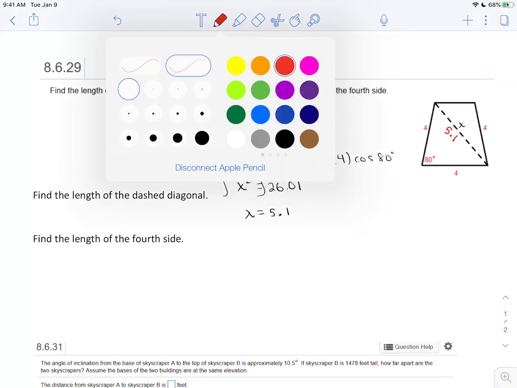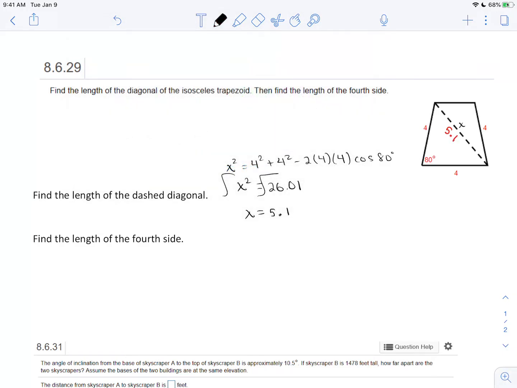Okay, well, we have an isosceles trapezoid here. Notice within that isosceles trapezoid, we have an isosceles triangle since these are both four sides. So these lengths here are the same, right? So we can find these two angles. These two angles are going to be equal. So I can say 180 minus 80, and I have 50 and 50 for these angles, right?